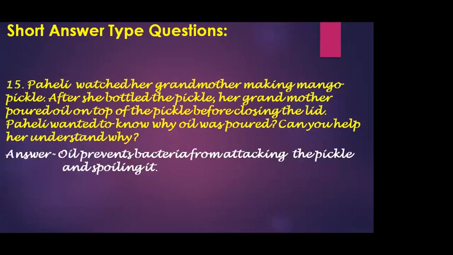Question number 15. Paheli watched her grandmother making mango pickle. After she bottled the pickle, her grandmother poured oil on top of the pickle before closing the lid. Paheli wanted to know why oil was poured. Can you help her understand why? The answer is, oil prevents bacteria from attacking the pickle and spoiling it. The oil forms a layer which becomes the barrier between the pickle and the air.